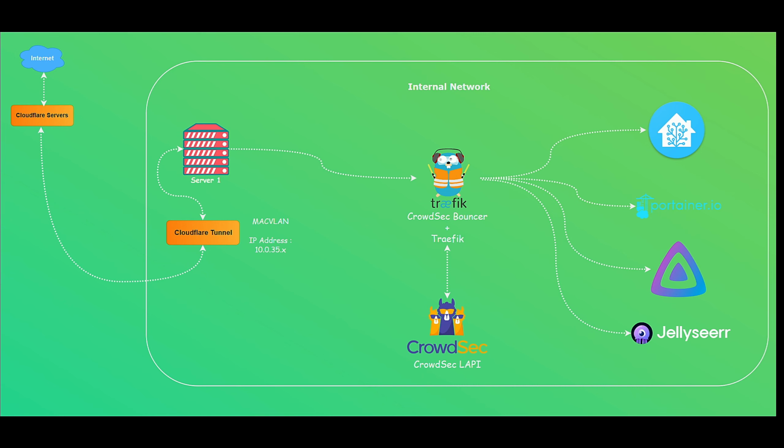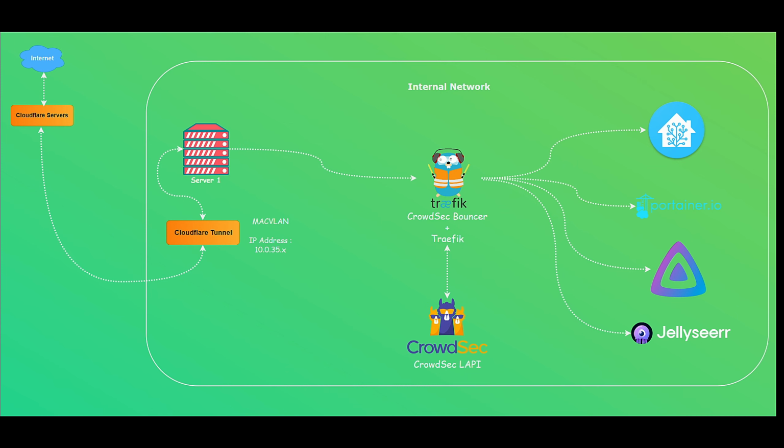In this video we are going to see how to set up CrowdSec with Traefik reverse proxy. In this case we are using CrowdSec as a web application firewall, and along with that we are using CrowdSec for IDS and IPS, which stands for Intrusion Detection System and Intrusion Prevention System. We are using it for AppSec vulnerabilities also.